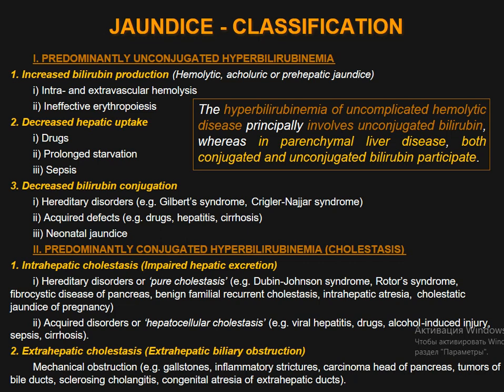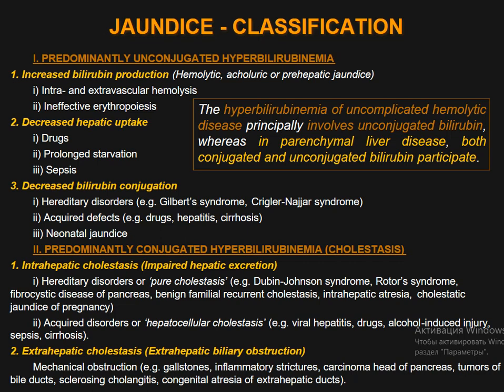The hyperbilirubinemia of uncomplicated hemolytic disease principally involves unconjugated bilirubin, whereas in parenchymal liver diseases, both conjugated and unconjugated bilirubin participate. You have to memorize this. So, predominantly conjugated hyperbilirubinemia occurs in intrahepatic and extrahepatic cholestasis.